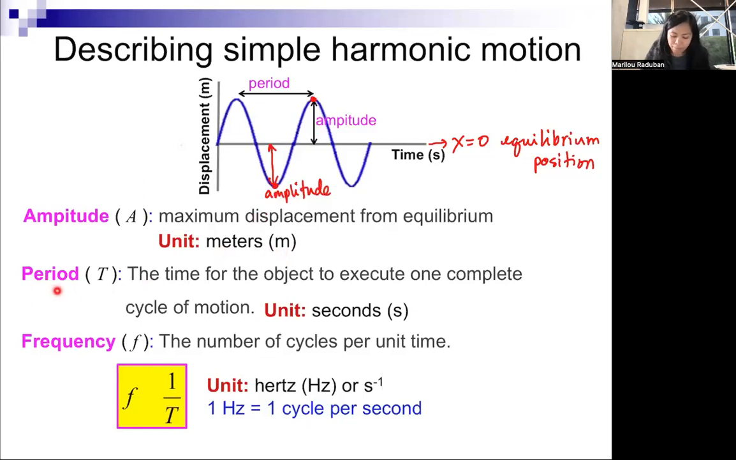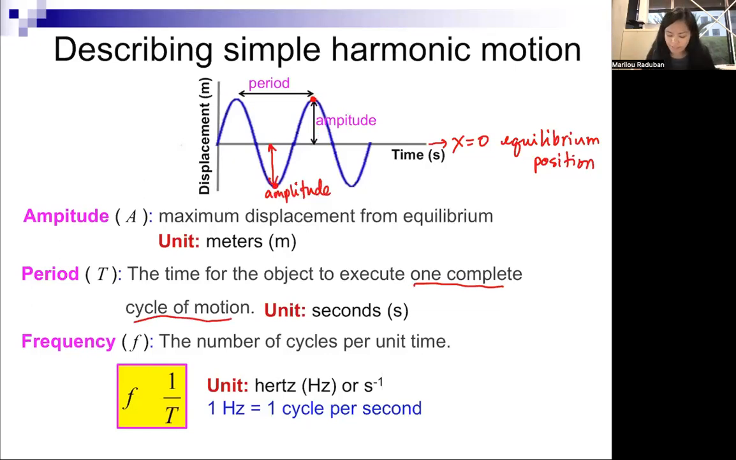Okay, period, you've seen this in lab 4 where you used the pendulum and you measured the time it takes for one oscillation. So that's what we call period. It's the time it takes for the object to complete one cycle of its motion. So for example, this is the object and it starts from the stretched position. If it goes up and then goes back down to its original position, that's one period.